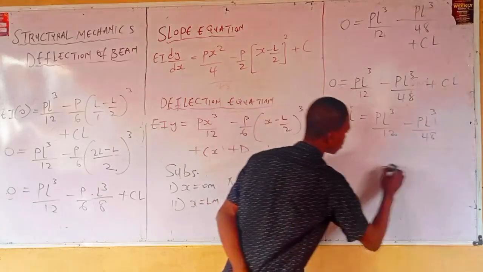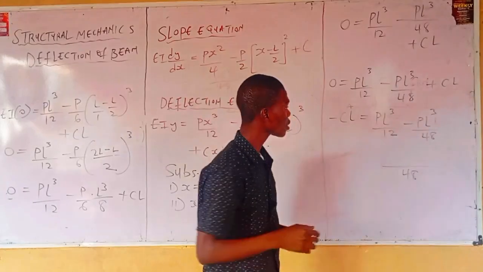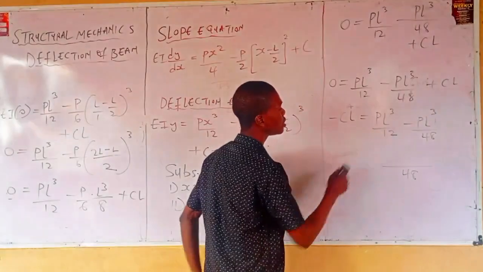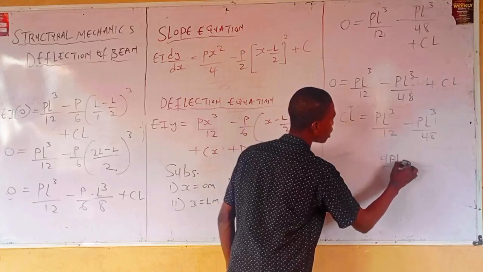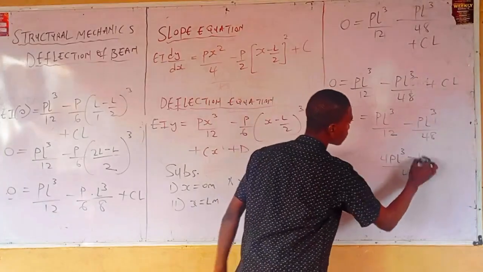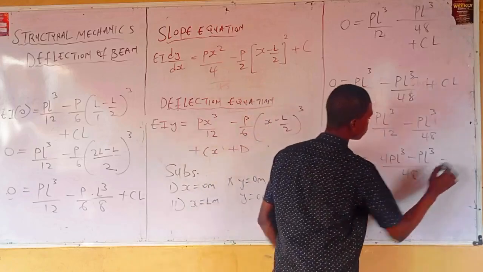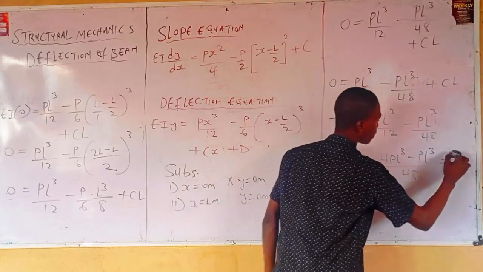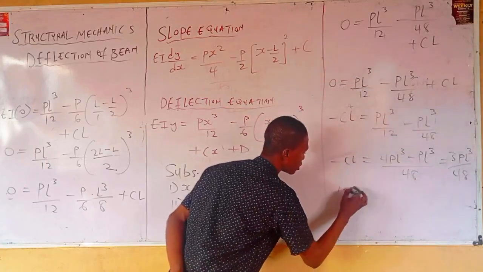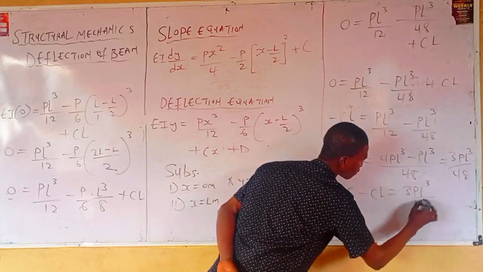Now, what's the LCM here? 48, right? 48 divided by 12, what do you have? That's 4, right? Meaning 4 times this, 4PL cube. Negative, 48 divided by 48, that's 1. 1 times this, what do you have? PL cube. Equals to this subtracted from this, you have 3PL cube over 48. That is, negative CL is equal to 3PL cube over 48.